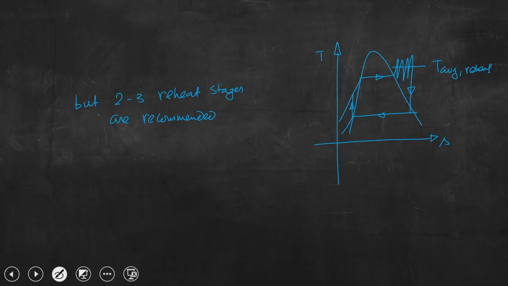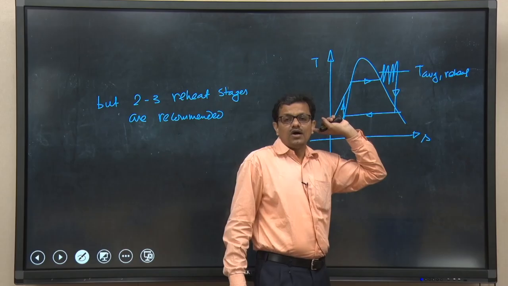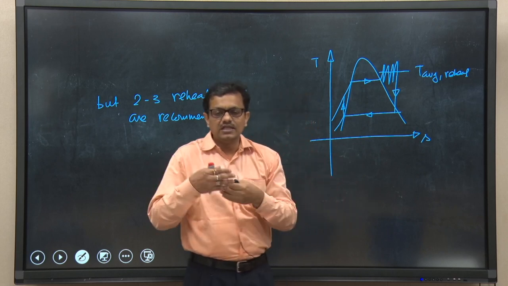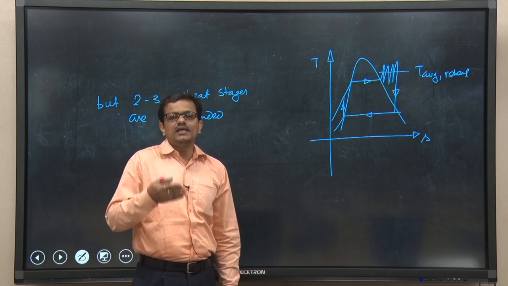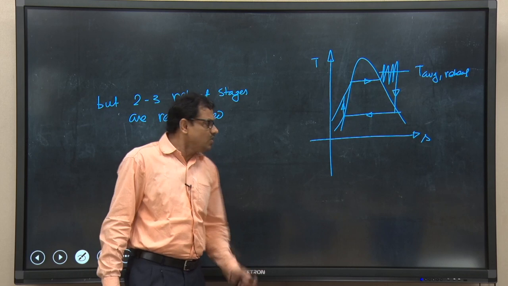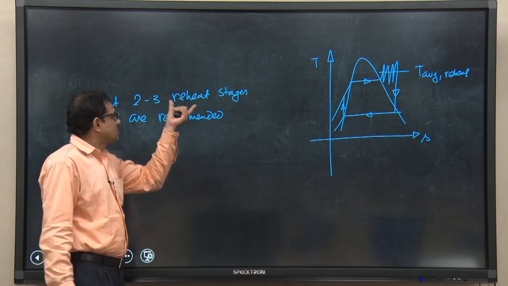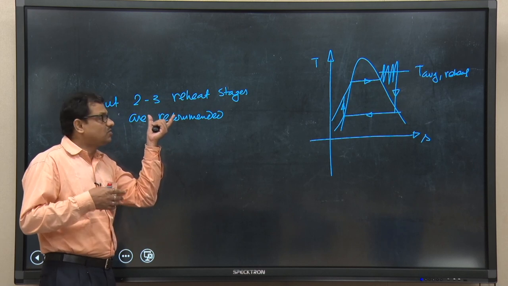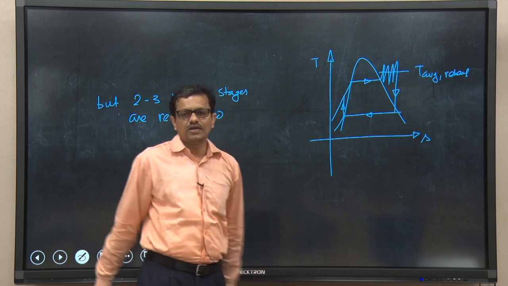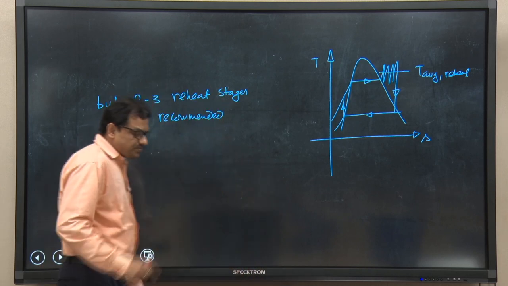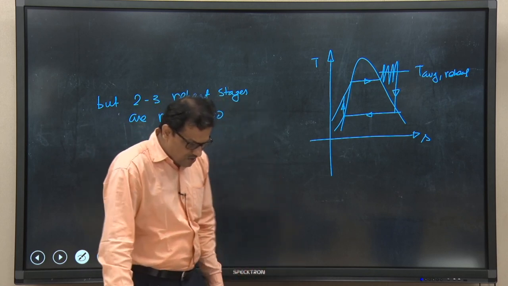So, let me tell you, we can go for multiple reheating stages, average temperature at which heat is added will be increased, efficiency will increase, but 2 to 3 reheat stages are recommended. Why? Because the additional cost involved with the inclusion of one reheat stage will not be justified by the increase in efficiency that would be obtained. So, that is why it is seen that 2 to 3 reheat stages are recommended, considering the cost involved with the additional arrangement as well as the efficiency that we will be getting out of this. So, this is basically very important.